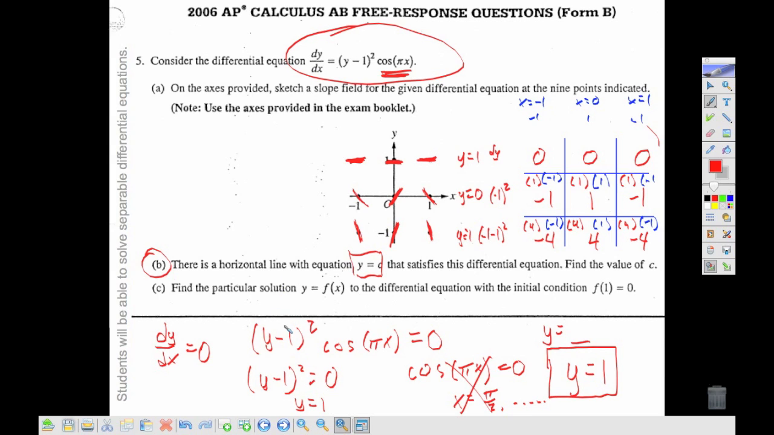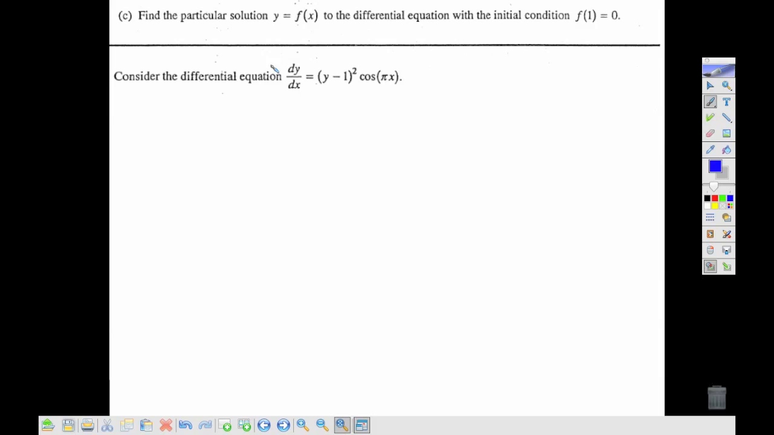Okay, the third part of this one is a little more complicated. They ask for a particular solution. So we're going to have to solve the differential equation. So for this part, we're going to have to solve the separable differential equation. So we're going to move our y's over to this side, which will give us y minus 1 to the -2. And then on this side, cosine of pi x dx.